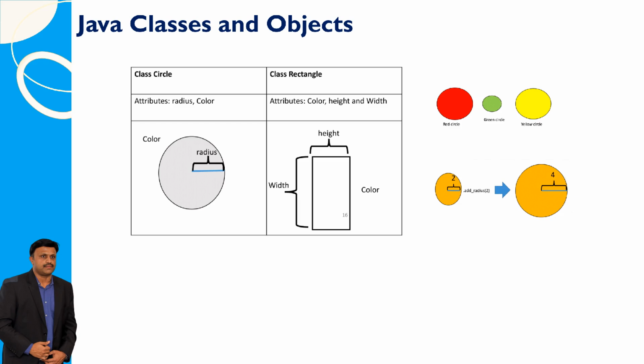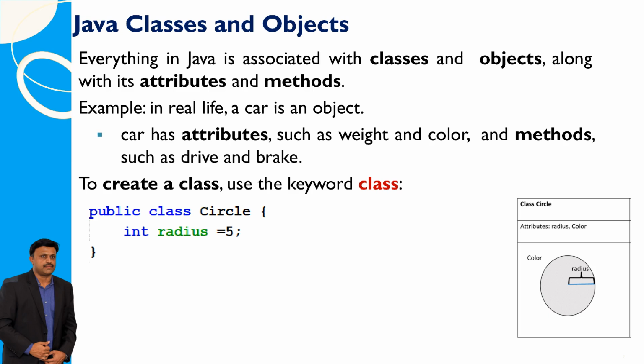In Java, you can define classes for geometric shapes like circle and rectangle. The circle class has attributes for radius and color, while the rectangle class includes color, height, and width as attributes. In Java, everything is linked to classes and objects, which encapsulate attributes and methods. For example, a car in real life is an object with attributes like weight and color, and methods such as drive and brake. To define a class in Java, use the class keyword.